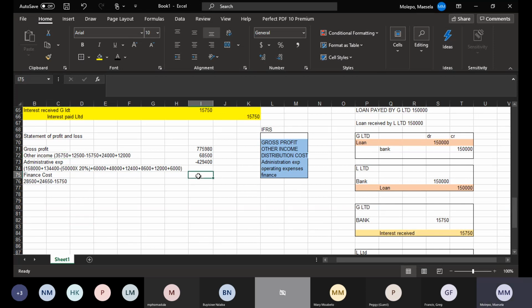So here we're going to have the finance cost of 37,400, which will be a minus. Then we followed our rule here. So the only thing left will be the income tax expense. So we're going to have a profit before tax.